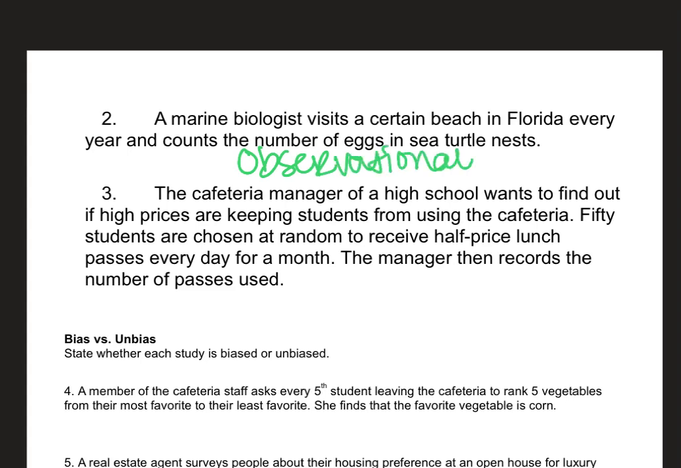Okay. Number 3, the cafeteria manager of a high school wants to find out if prices are keeping students from using the cafeteria. 50 students are chosen at random to receive half-price lunch passes every day for a month. The manager then records the passes used. This is going to be experimental because they give 50 students passes, okay?